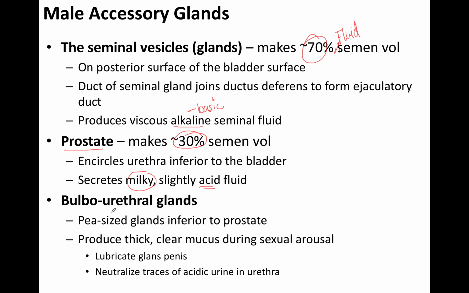The bulbourethral gland is the last one. It's going to be inferior to the prostate gland, usually roughly around the root of the penis, kind of where the body wall is. And this is going to produce a clear mucus that gets secreted first, basically before ejaculation, to neutralize the acidic components of urine. It also lubricates the penis as well.